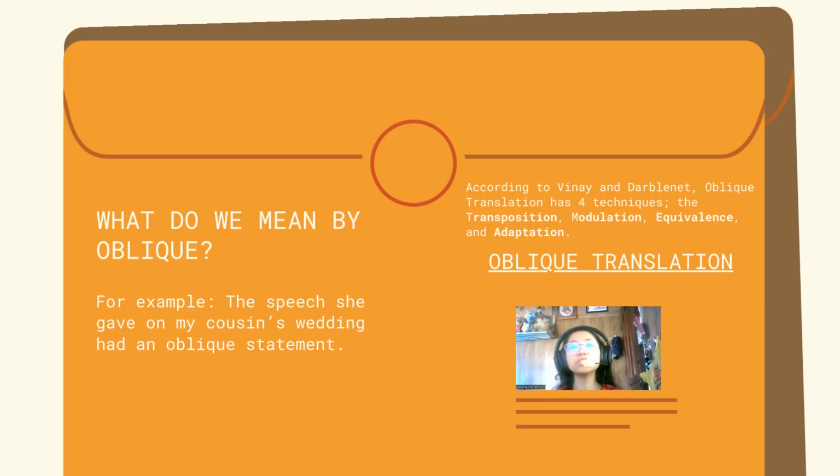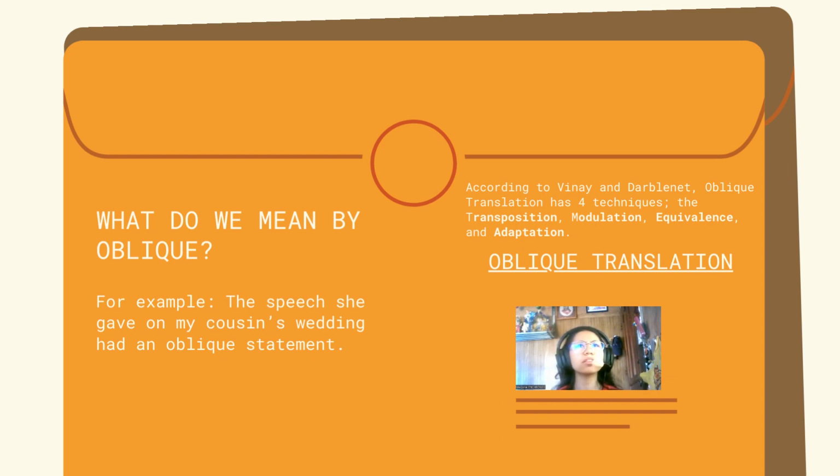So without further ado, let's begin with oblique translation. When we say oblique translation, what does that mean? Well, according to the Oxford Dictionary, under the grammar category, oblique refers to denoting any case other than the nominative or vocative. For example, the speech she gave on my cousin's wedding had an oblique statement. Oblique translation techniques transform the structural and conceptual elements so it doesn't miss the nuances of the original text.